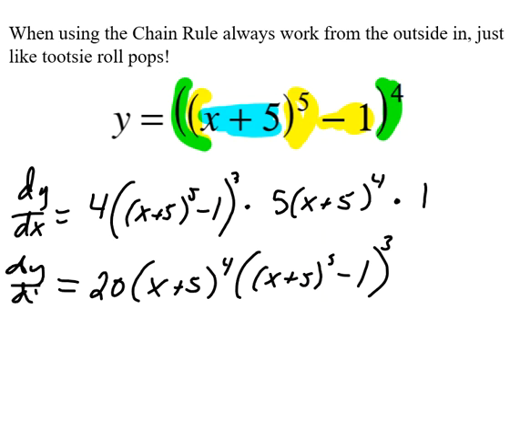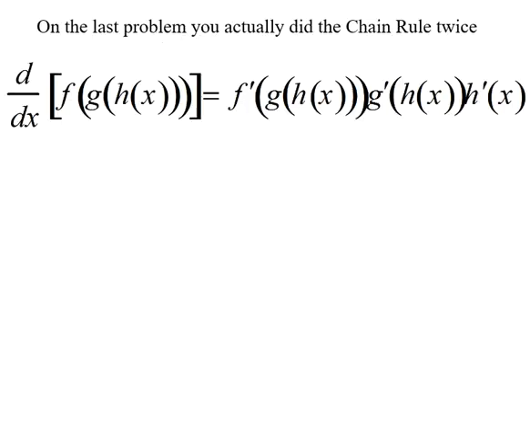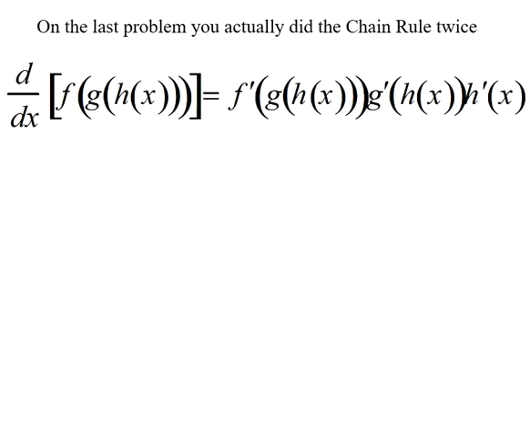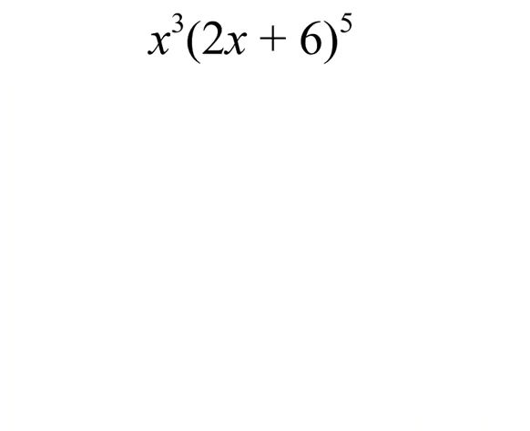That's my dy/dx. What we did there was actually the chain rule twice, because we had 3 layers instead of 2. In that same nested notation, it's f prime of g of h of x times g prime of h of x times h prime of x. We're just unraveling this one layer at a time.